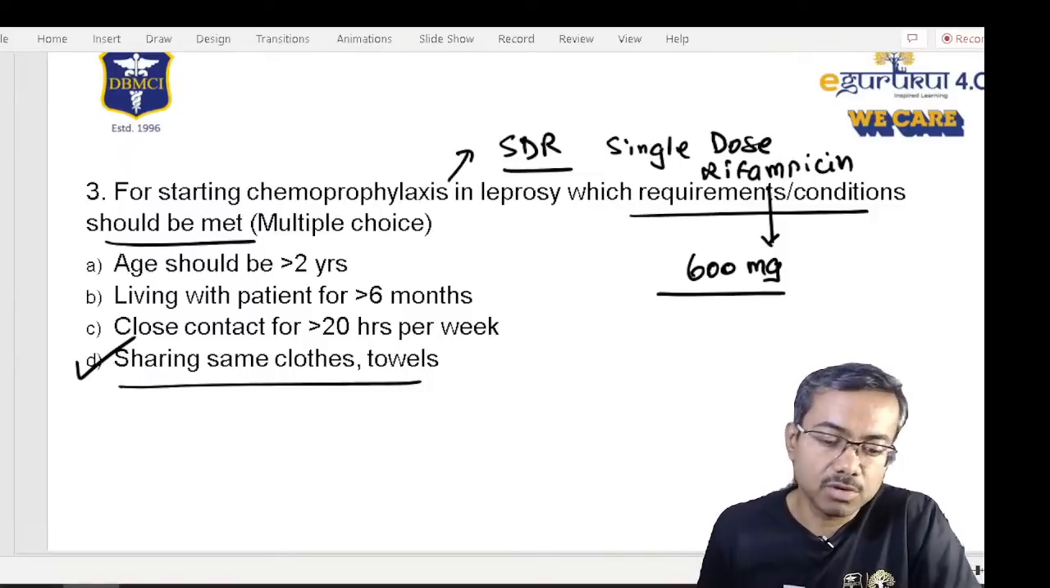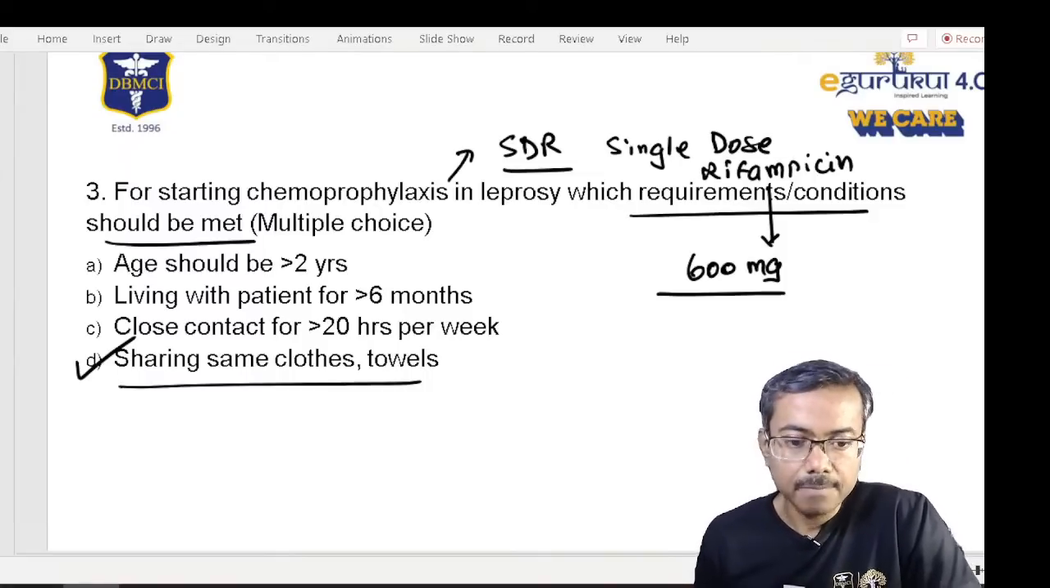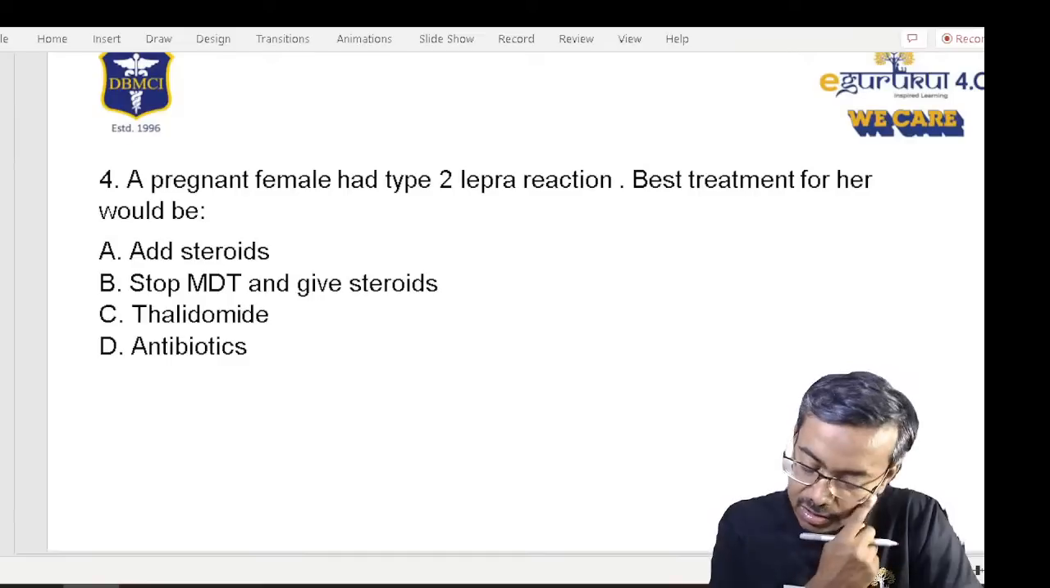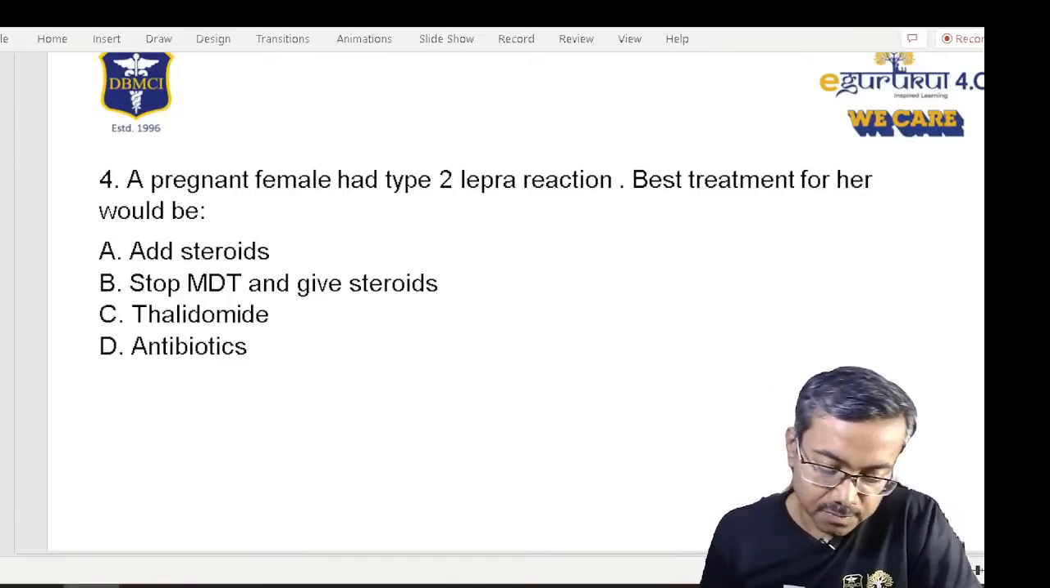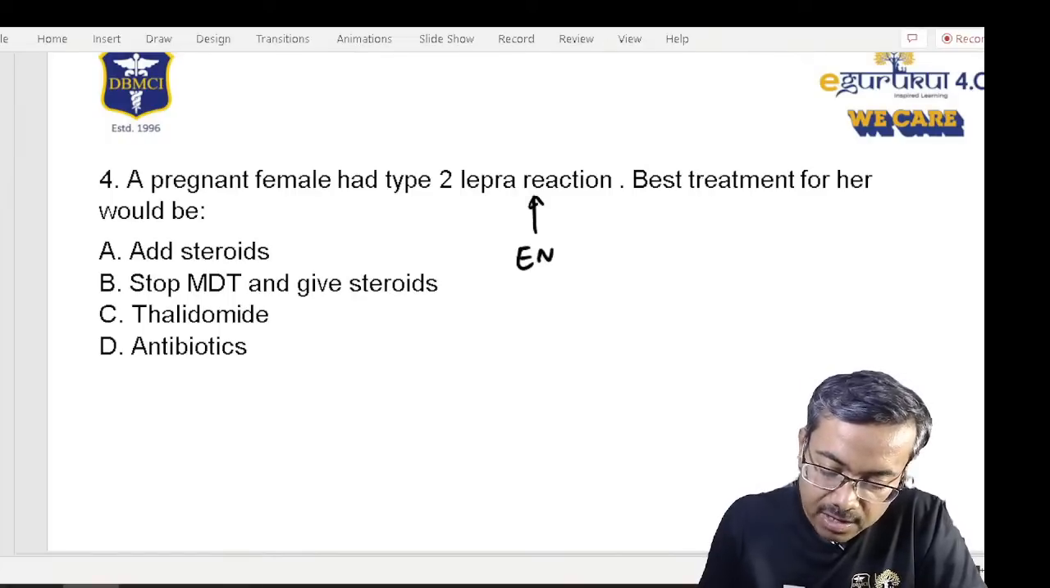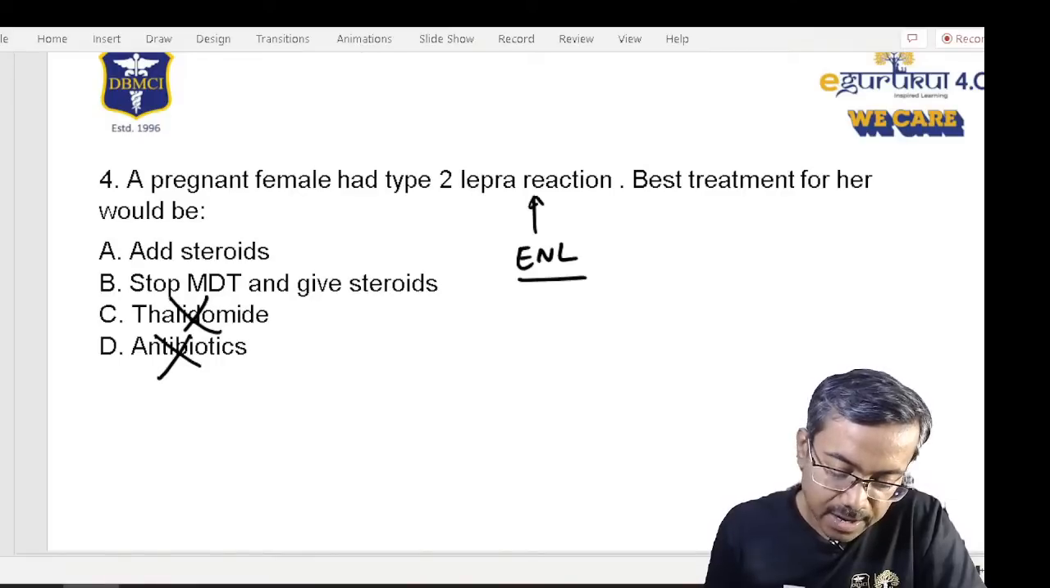I mean, it's not in the WHO guideline for sure, okay? Now, fourth, a pregnant female had type 2 lepra reaction. Best treatment for her would be... Now, whenever you have ENL and type 2 lepra reaction, obviously you cannot give thalidomide. There's no point of antibiotics. You have to add steroids.